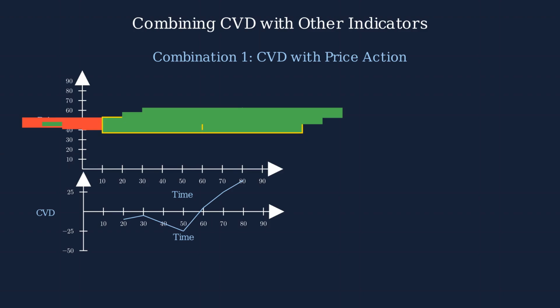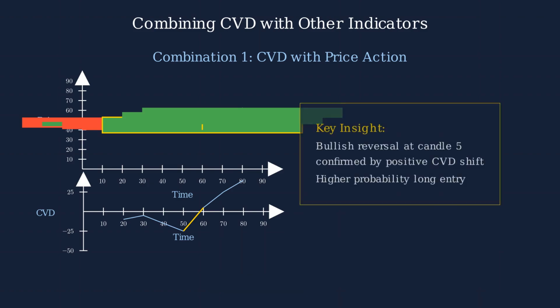Notice the bullish reversal candlestick at point 5. This large bullish candle after a downtrend is significant, but could be a false signal on its own. However, when we look at the CVD at the same time, we see a strong shift from negative to positive, confirming buying pressure behind the price move.